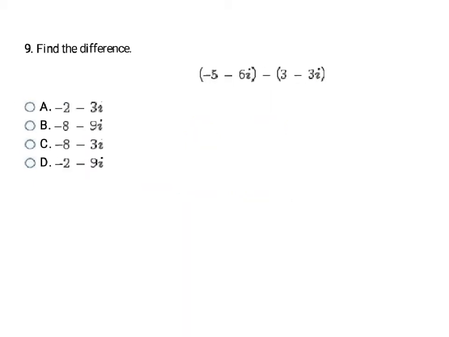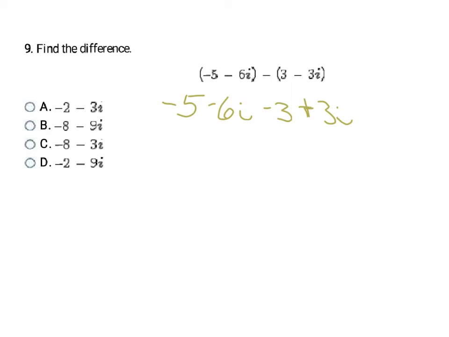Okay, so here I have subtraction again, so I'm going to rewrite this as an addition problem so that I don't get confused. So the first part stays the same, but now there's a positive 3 in the parentheses, so it's going to be a minus 3. And then it's a minus 3i in the parentheses, so it's going to be a plus 3i when I drop the parentheses.